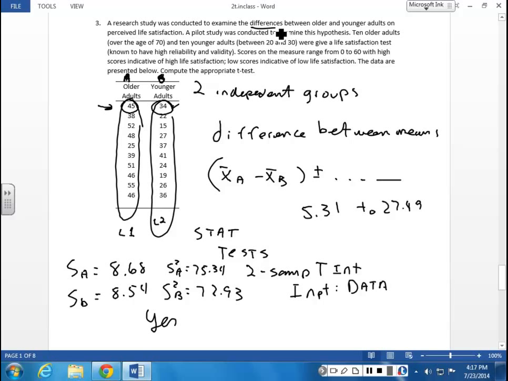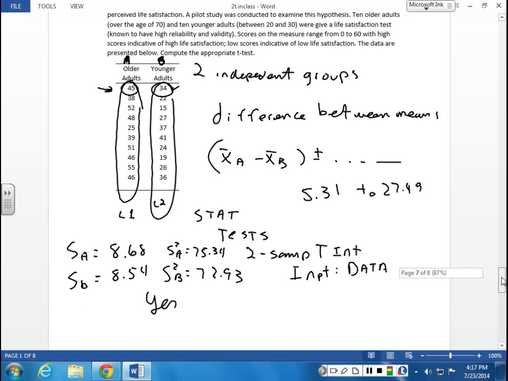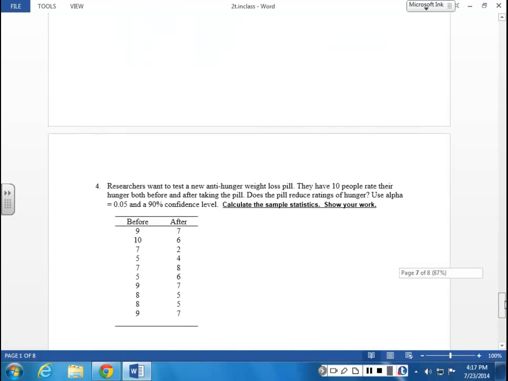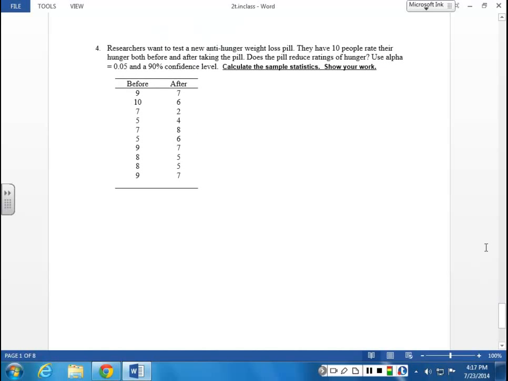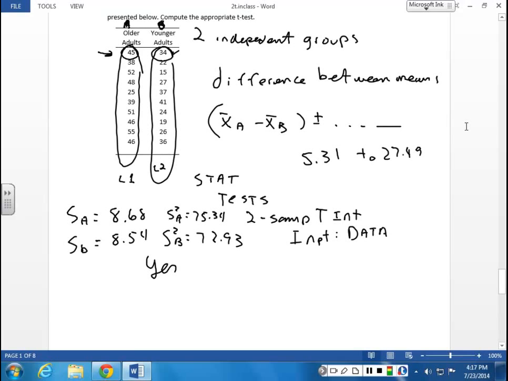Okay. From there on, it's just the same whether you use your calculator or not. And of course, your calculator also had the means there. So it's just the same problem we did a second ago. I think number 2 was actually the one that was pooled. Actually, it might have been number 1. Number 1 was pooled. But that's really not what, at this point, I want to focus on. I want to focus on that was 2 separate groups, older adults and younger adults. Therefore, we did the difference between means.